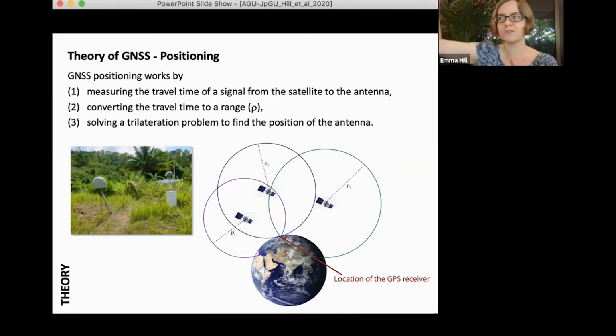If the signal was traveling through a vacuum, then we would be able to just multiply that travel time by the speed of light. It's a little bit more complicated than that, I'll explain. But if we then know exactly where all of those satellites are, and we know the distance to all of those satellites, then for any one satellite, we know that our position must be somewhere on a sphere around that satellite. And so our location must be where all of those spheres intersect.